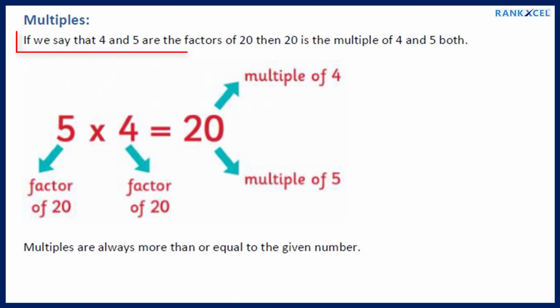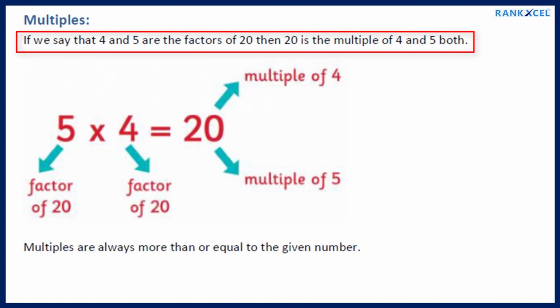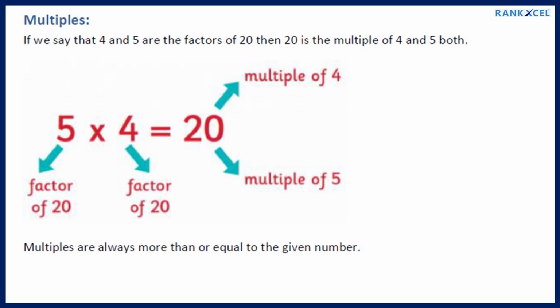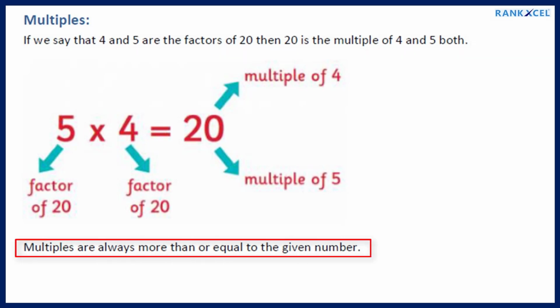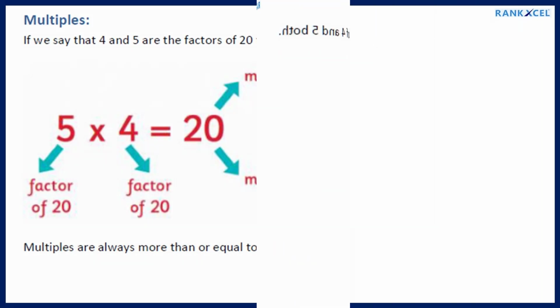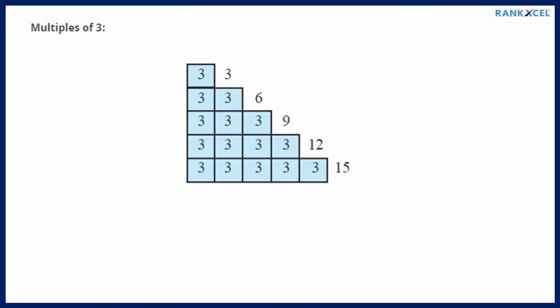Multiples. If we say that 4 and 5 are the factors of 20, then 20 is the multiple of 4 and 5 both. Multiples are always more than or equal to the given number. Multiples of 3.